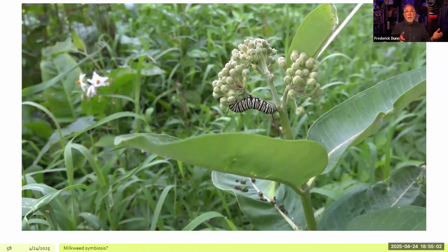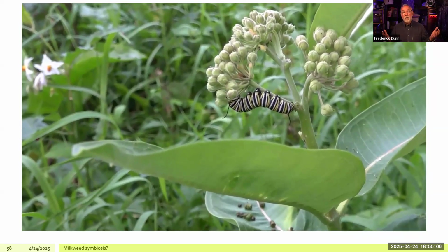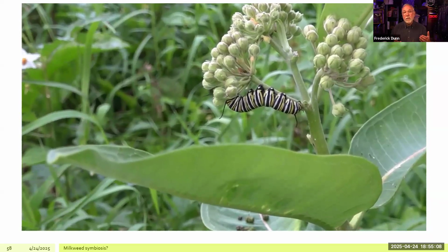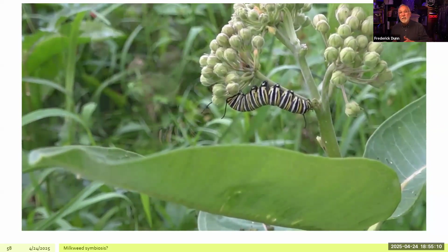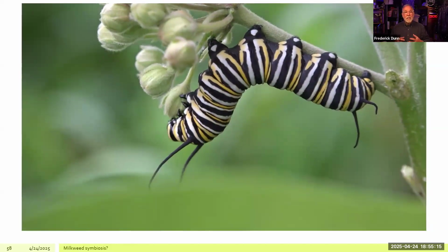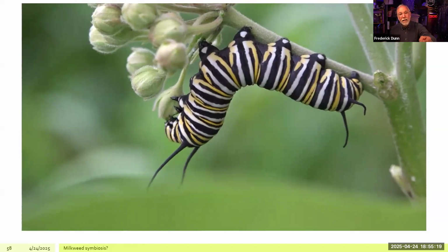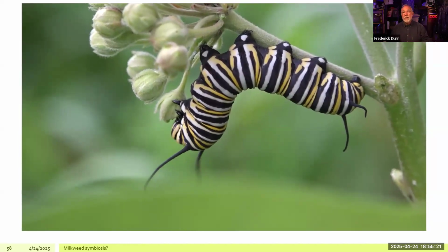Let's look at the offspring of the monarch. What's it doing? Pollinating, helping the plant. What's the milkweed doing? The milkweed is doing its best to kill these caterpillars. It is putting out every toxin it can manufacture. Look at this caterpillar, it's so disrespectful. It is eating the flowers before they had a chance to be flowers.